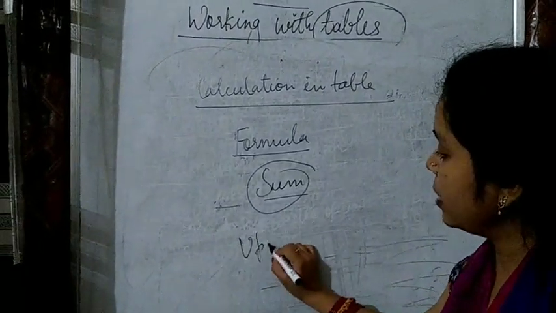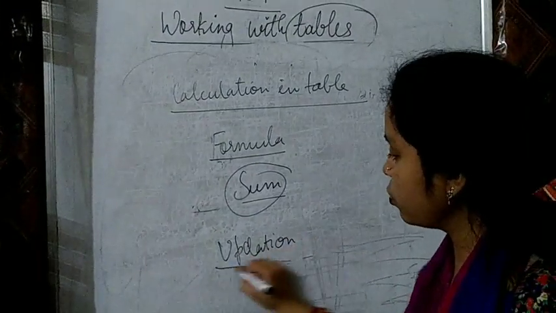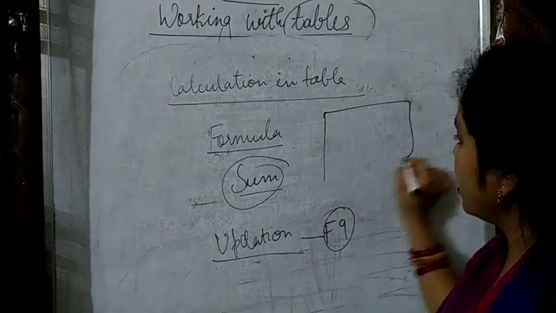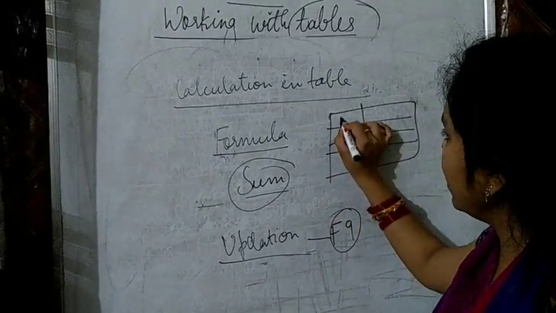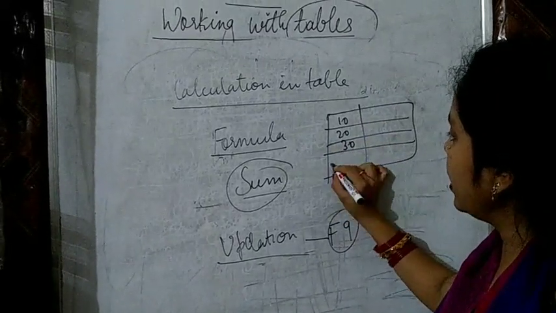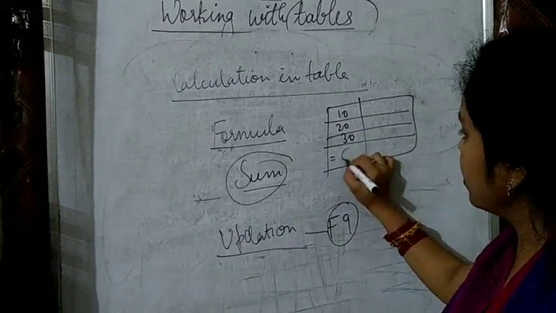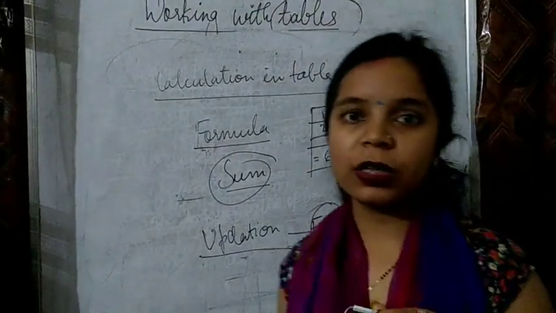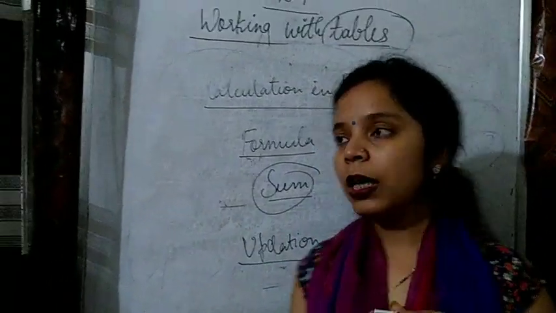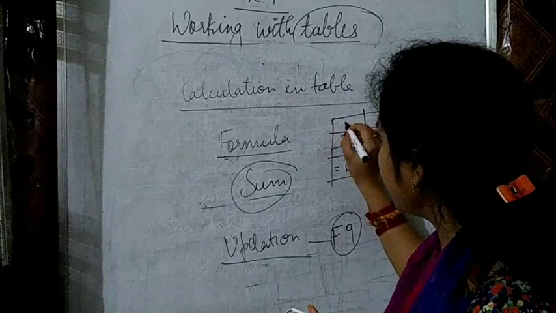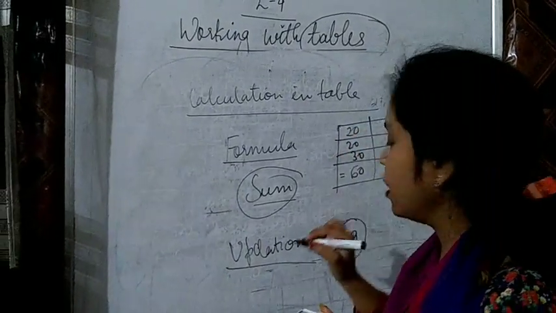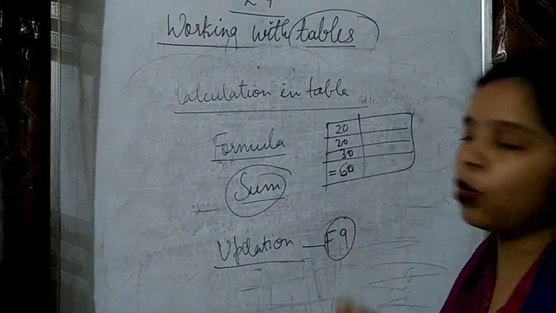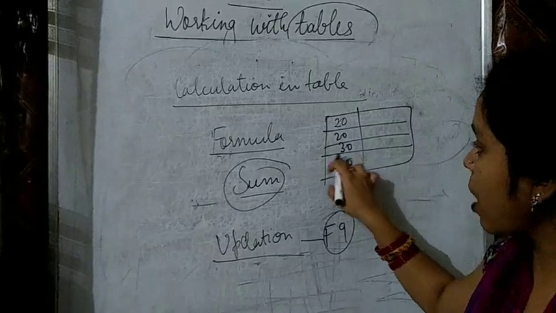And next one is updating the table. An update option is also given, and for that the F9 key is used. Now see, suppose this is your table, you have entered some numbers like 10, 20, 30, and here you have calculated the sum, so your 60 will come here. Suppose there are only 3 values, but if there are 1000 or 2000 values, and you have changed some numbers, then this sum will also change. Now you have to update this.